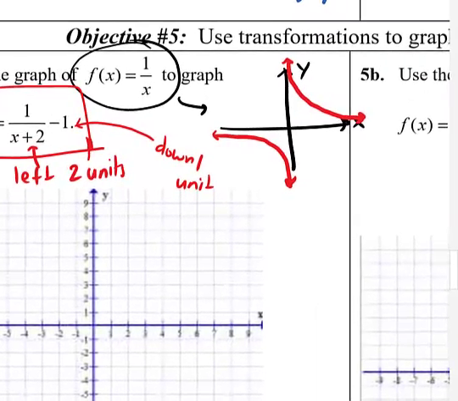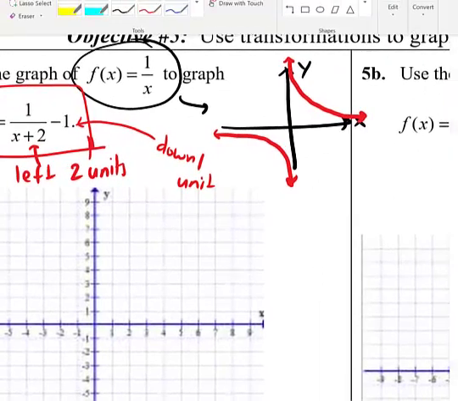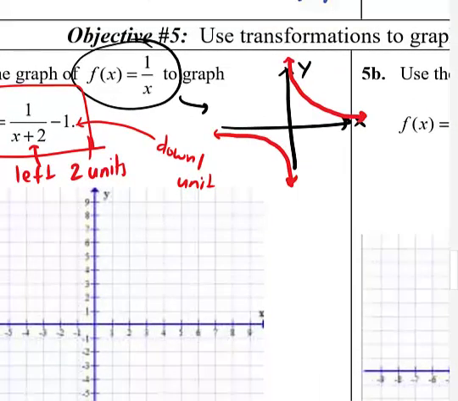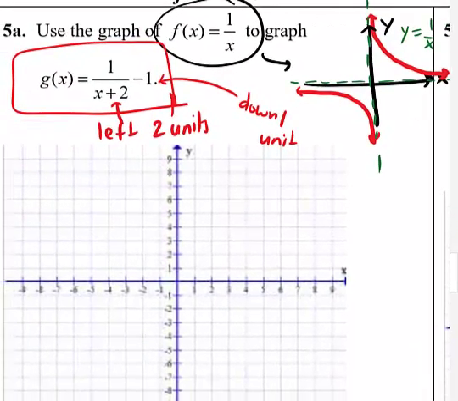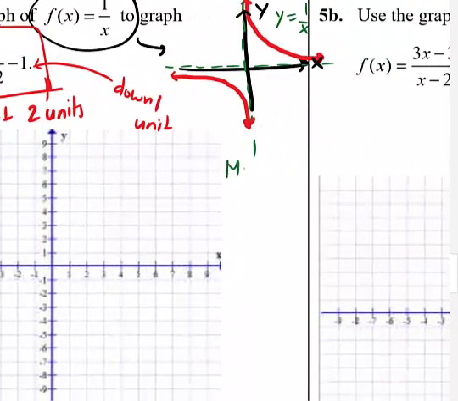I think especially when you graph rational functions like this, what helps is, as you're using transformations, to think about where the asymptotes move. So y equals 1 over x, the original, has a vertical asymptote right on the y-axis and a horizontal asymptote right on the x-axis. So I would move the asymptotes.